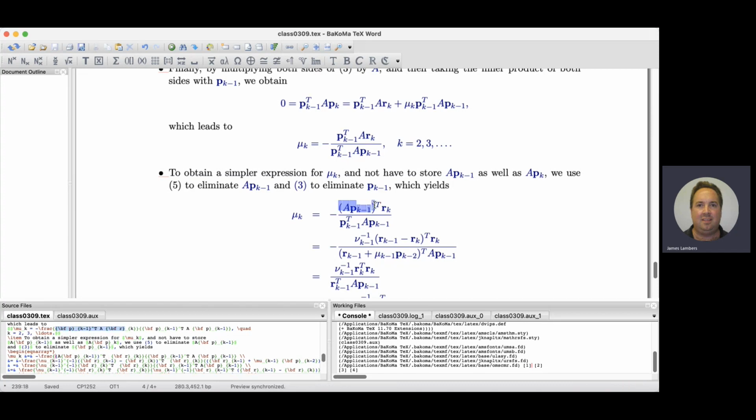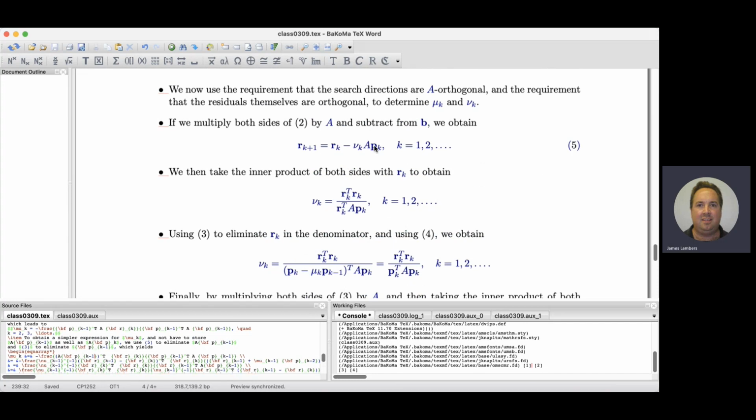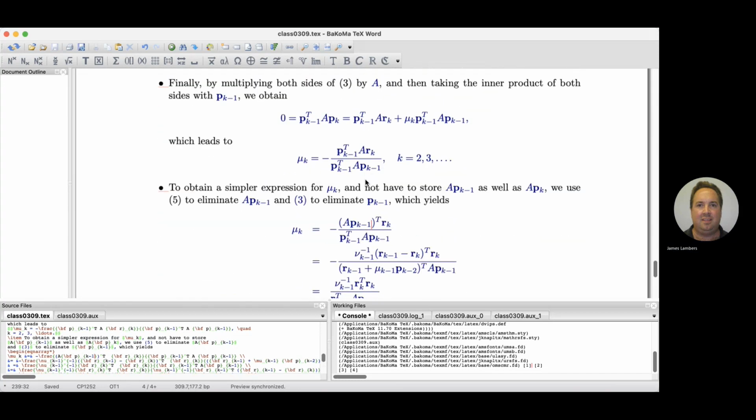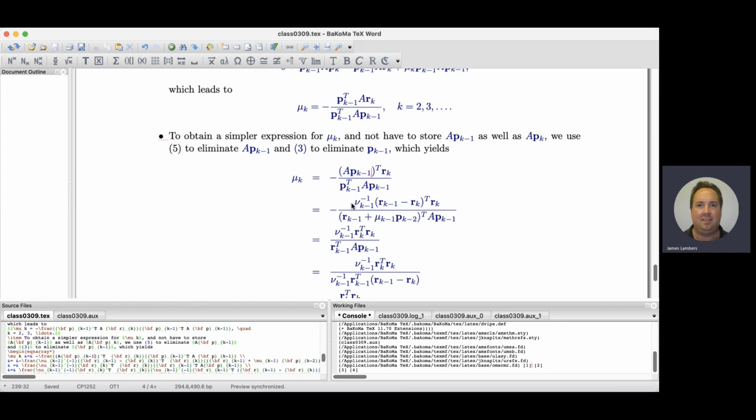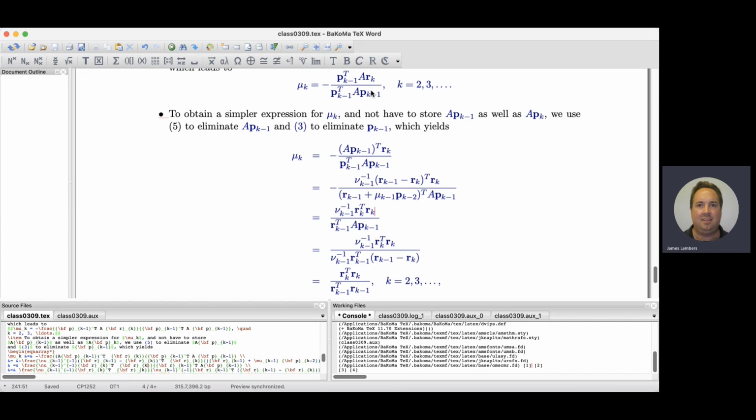So this becomes this. But then, if I go back to this equation right here, like I said, A times the search direction can be expressed as the difference of 2 consecutive residuals. That's how I get to here, and I have to divide by the scaling factor nu k minus 1. But residuals are orthogonal. So rk minus 1 is orthogonal to rk, so this term is going to go away. The minus and the minus will cancel, and now I have this. So now I don't have A in the numerator at all. So that's one matrix vector product eliminated.